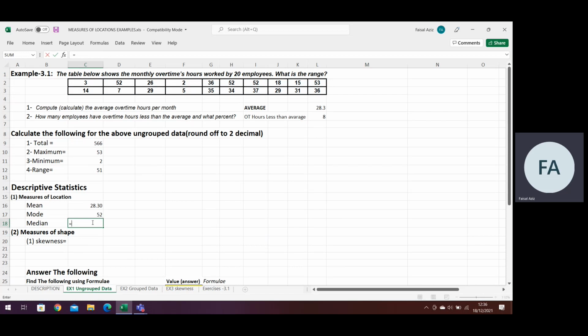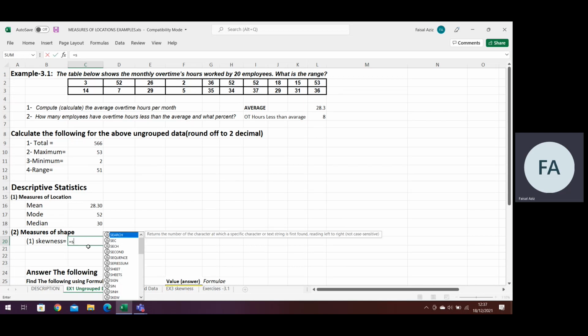Then comes median, so you can write MED, you will get median formula, double click, select this data set and then click enter. So you will get a median. Then we have skewness. Skewness, as I said, we check whether the distribution of the data is symmetric or not. So if the tail of the data is towards left side, we call it negatively skewed. If it is towards the right side, we call it positively skewed. And if it is perfectly balanced, there will be no skewness.